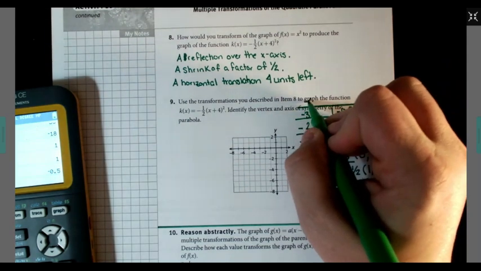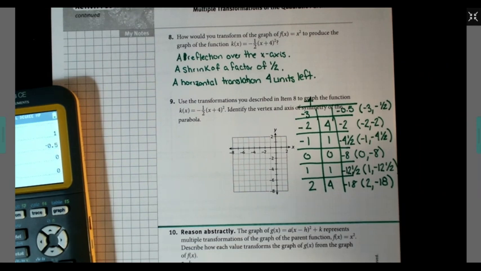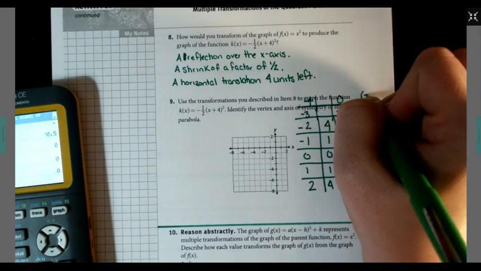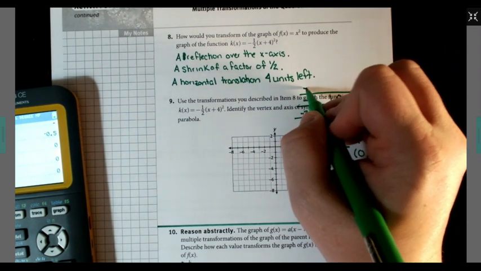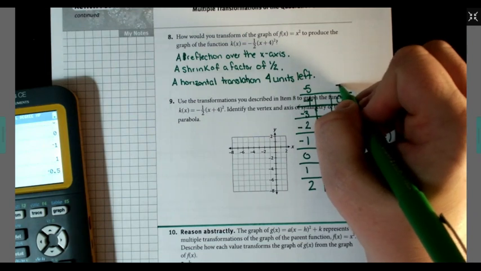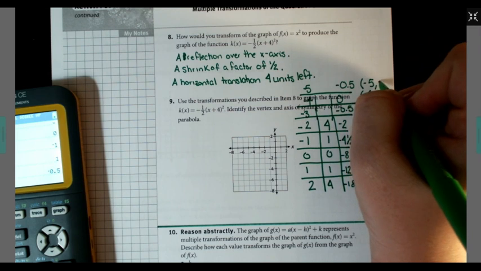All right, let's take a look at -4. -4 plus 4 squared times -1/2 is 0. So that's going to be -4 comma 0. All right, let's take a look at negative 5. Negative 5 plus 4, square that, times negative 1/2 is negative 0.5. So we got that repetition.